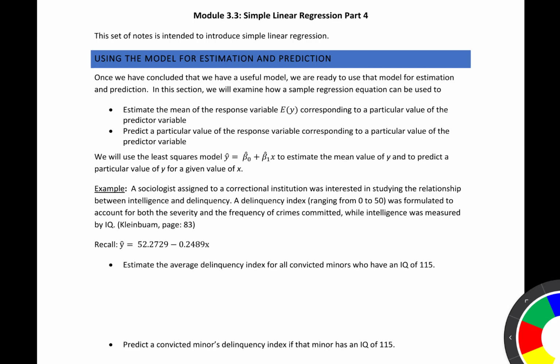So the model can be used to estimate the mean of a response variable corresponding to a particular value of a predictor variable, or can be used to predict a particular value of the response variable corresponding to a particular value of the predictor variable. We're going to talk about the difference between these.